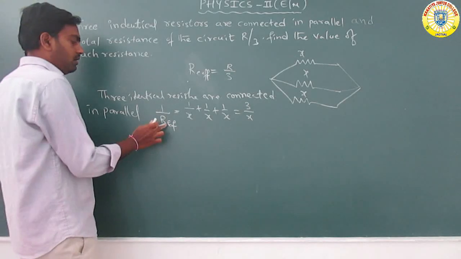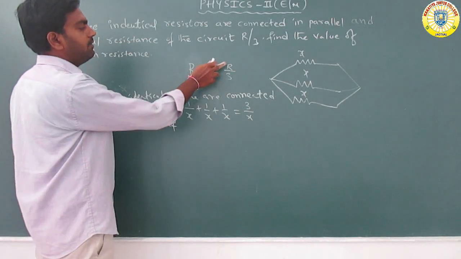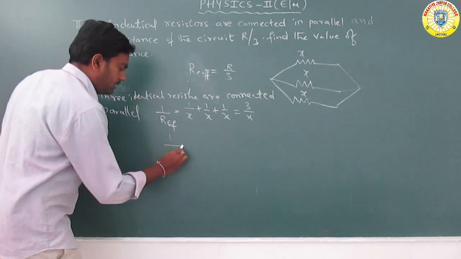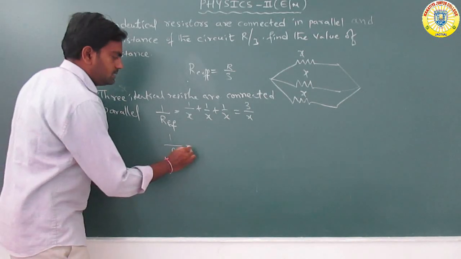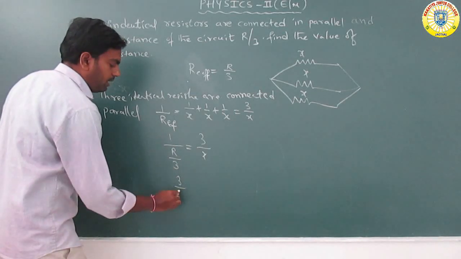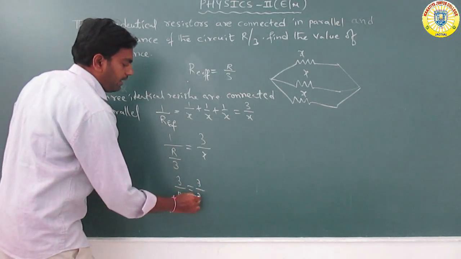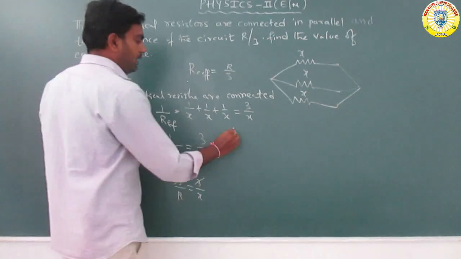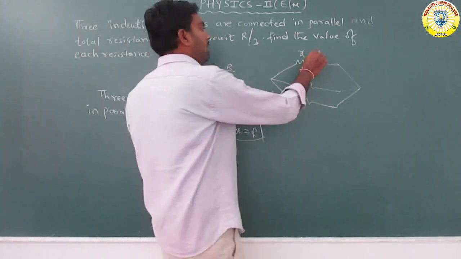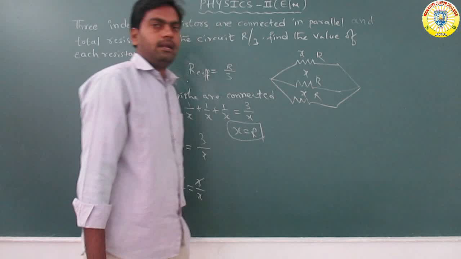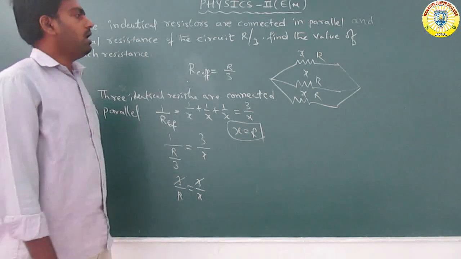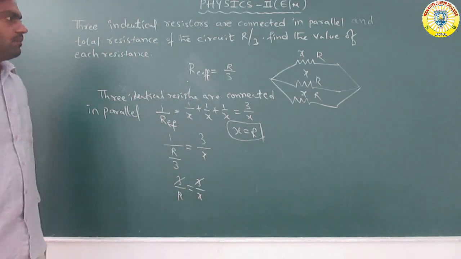Okay, so R effective is also given in the problem as R by 3. Substituting, 3 by R is equal to 3 by X. So 3 cancels, and X is equal to R. So the three identical resistors are each R, connected in parallel, and the total or effective resistance is R by 3. Got it?